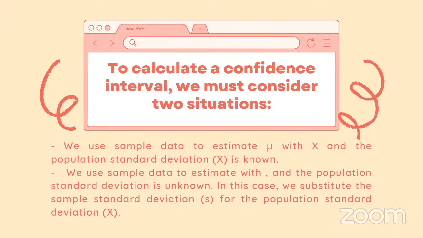To calculate a confidence interval, we must consider two situations. First, we use data to estimate the mean and the population standard deviation. Second, we use sample data to estimate the mean when the population standard deviation is unknown. In this case, we substitute the sample standard deviation for the population standard deviation.